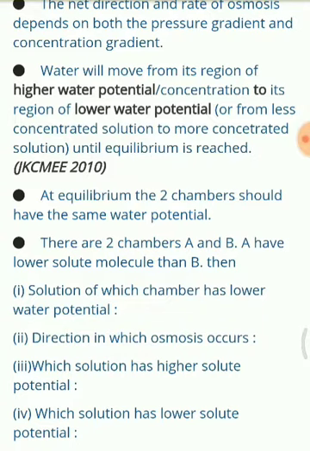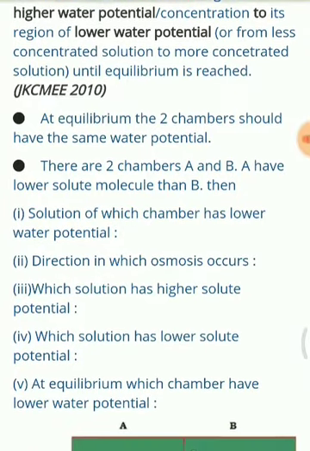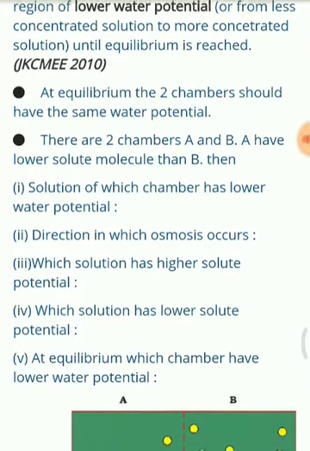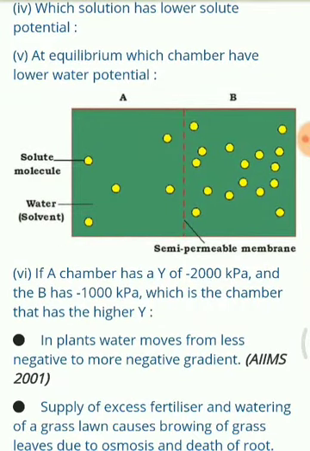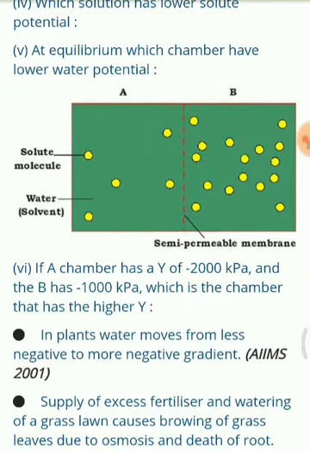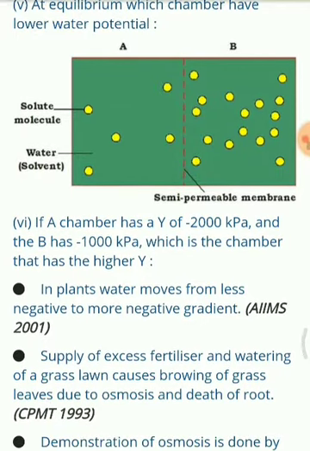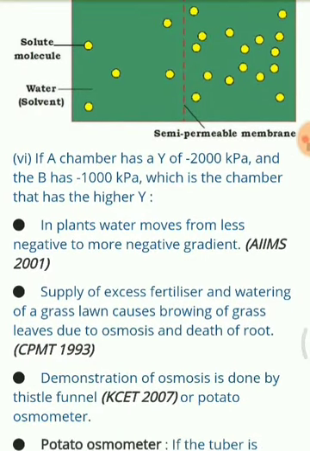There are two chambers A and B. A has lower solute molecules than B. Then, the solution of which chamber has lower water potential, and what is the direction in which osmosis occurs? Okay, this is an important example. You can try it yourself. If a chamber Y has... okay, this is again an example. In plants, water moves from less negative to more negative gradient.